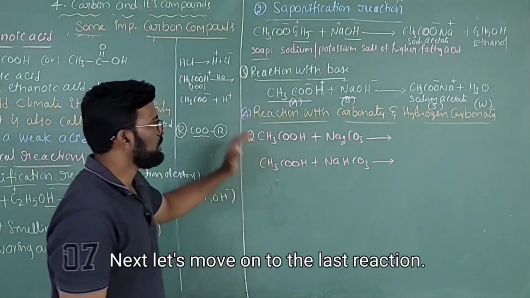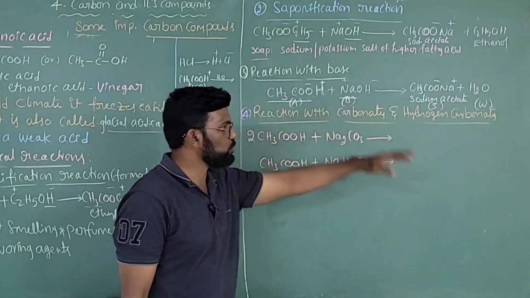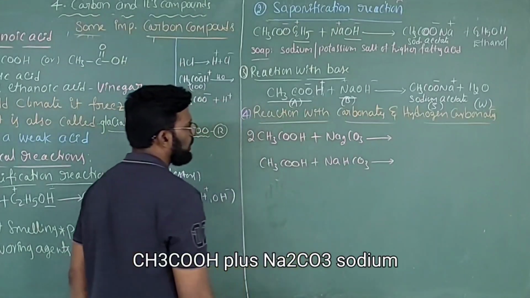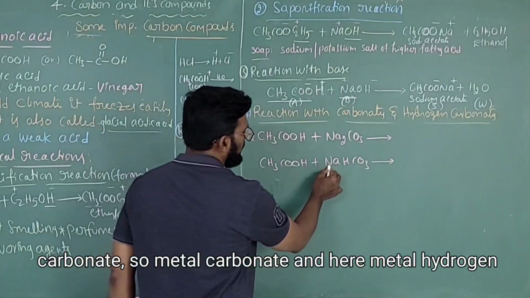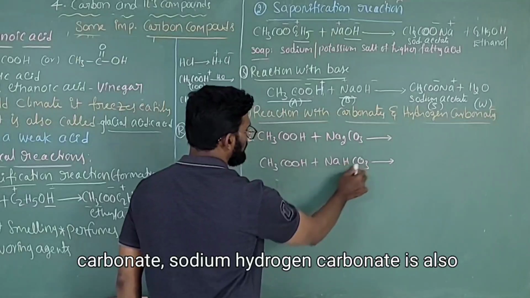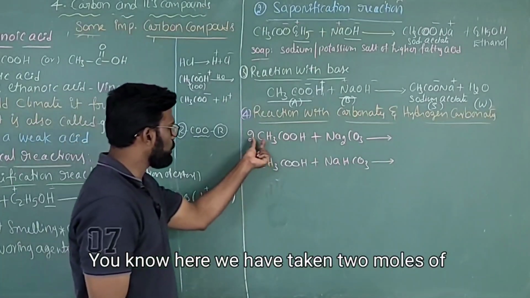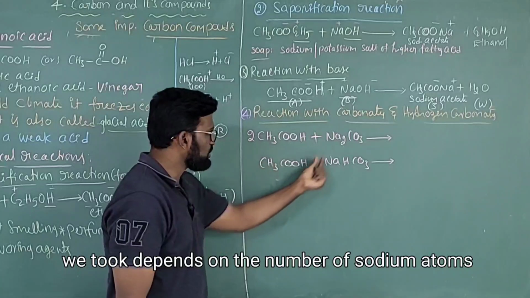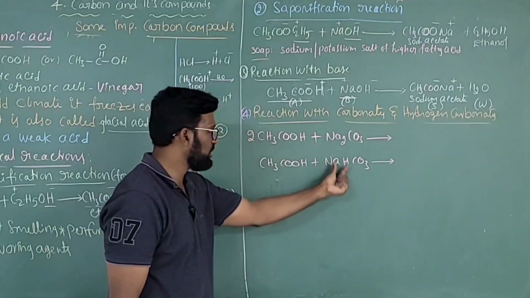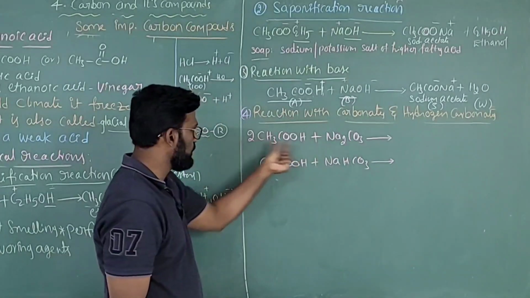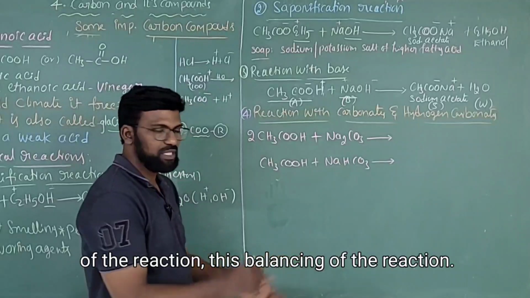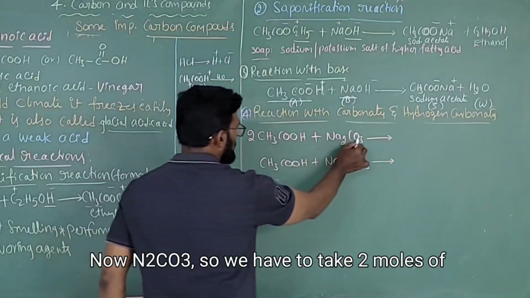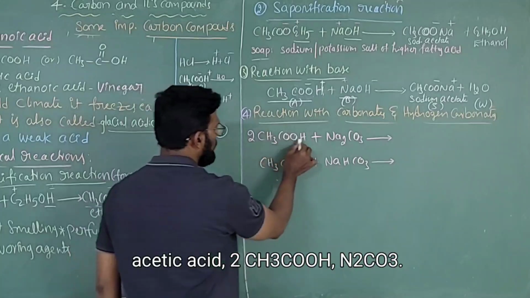Next, let's move on to the last reaction. Reaction of acetic acid with carbonates and hydrogen carbonates. Acetic acid, CH3COOH, plus Na2CO3, sodium carbonate. So metal carbonate, and here metal hydrogen carbonate, sodium hydrogen carbonate. It is also called sodium bicarbonate. You may observe here we have taken 2 moles of acetic acid, here 1 mole of acetic acid. The number of moles of acetic acid depends on the number of sodium atoms in these reactants. See here, 2 sodium atoms in Na2CO3, so we have to take 2 moles. In this way you can remember the stoichiometry of the reaction, meaning balancing of the reaction. Here 1 sodium is there, so 1 acetic acid molecule we have taken. That's all, very simple. Now for Na2CO3, we have to take 2 moles of acetic acid, 2 CH3COOH.